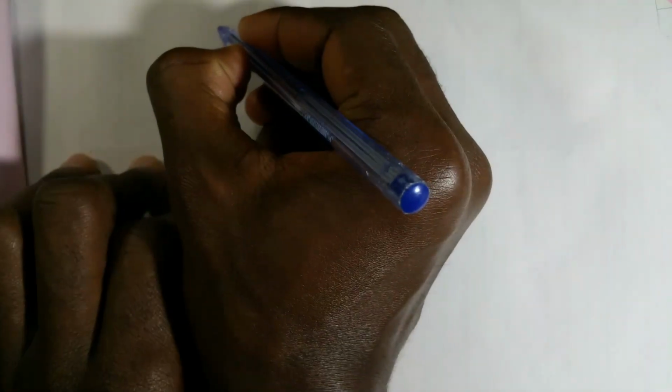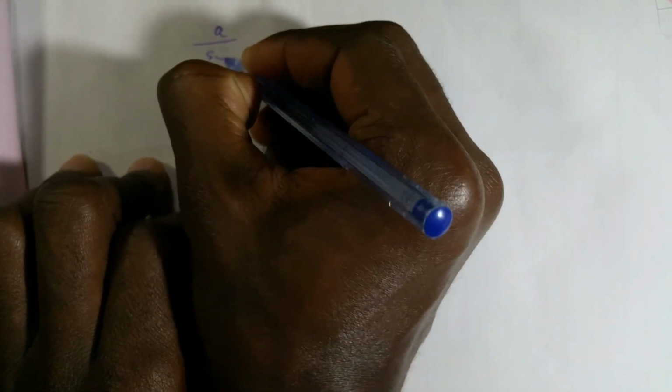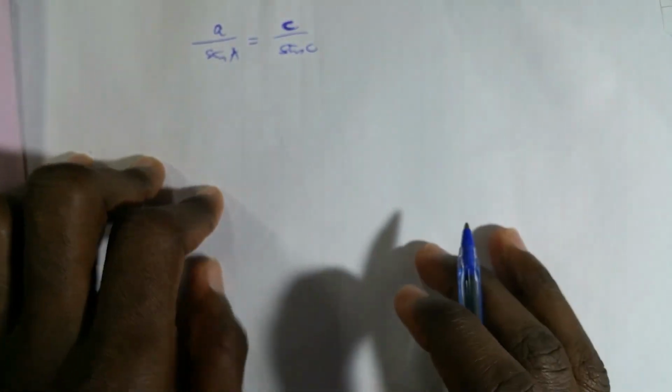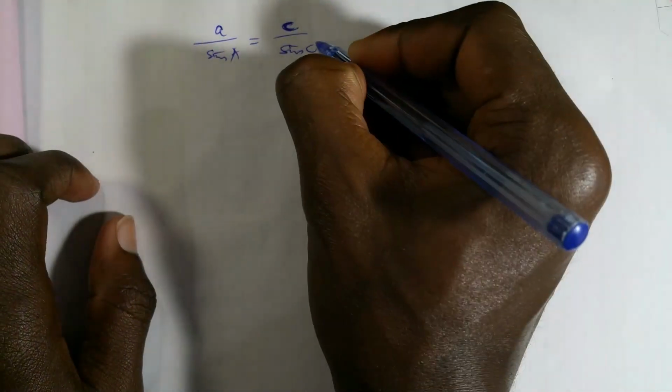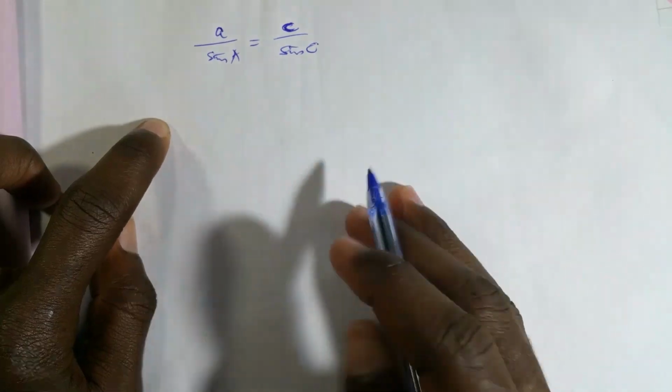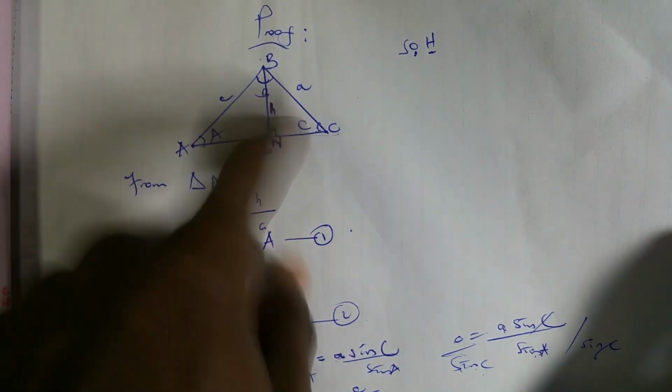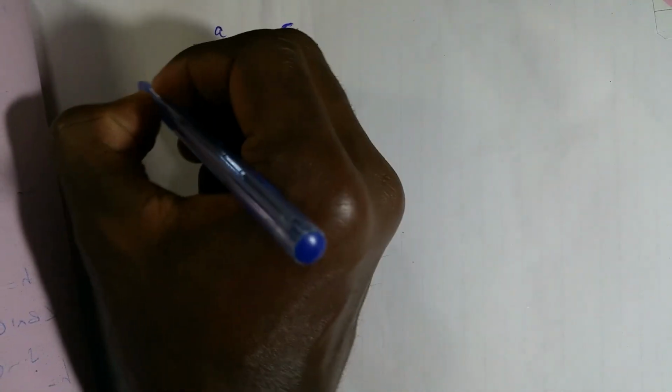We are remaining with a/sin A = c/sin C. Sorry, this c is in lowercase. So we have something like that. But now from this case, you remember we dropped a perpendicular from B. So that means if we drop a perpendicular from one of these, we can prove similarly.